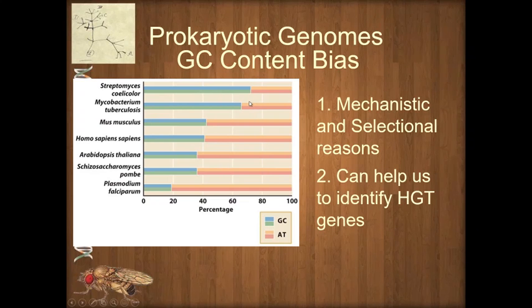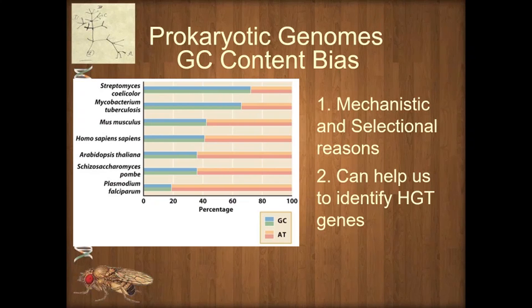But notice the range. Some bacteria have almost 75-76% GC content, where others have a much lower one. Plasmodium is a protozoan, not a bacteria, but other bacteria have very small ones. But the reason they help us identify horizontal gene transfer events is there are selection pressures, a wide range of them, that lead to these codon usage biases.